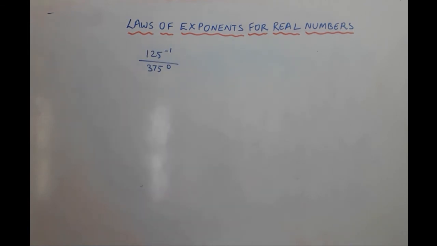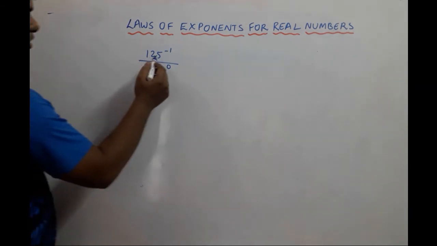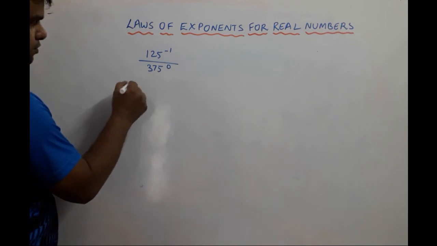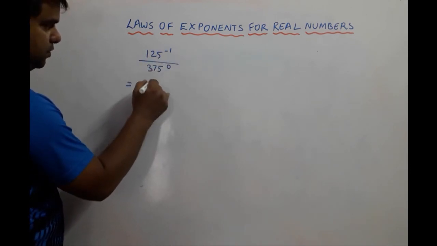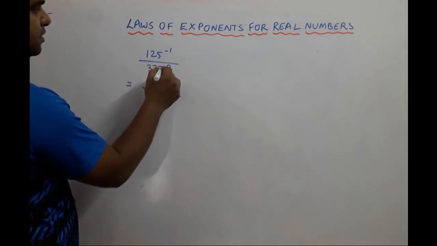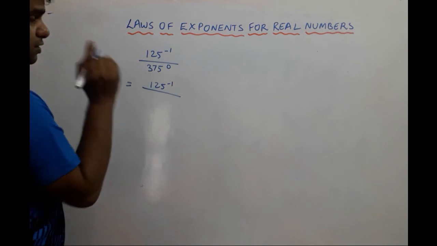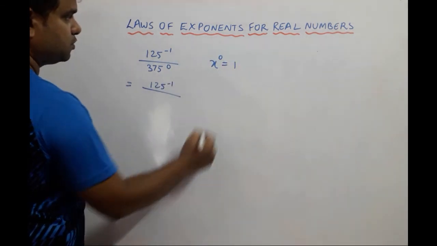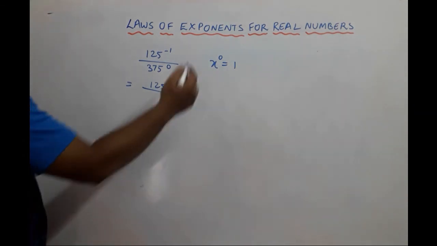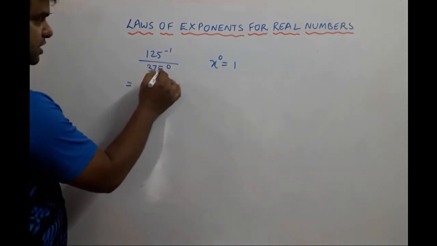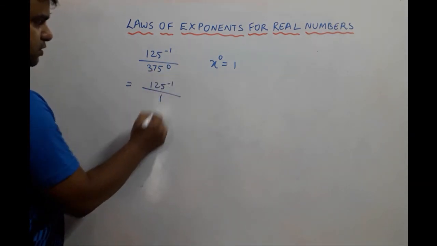Okay, and we take a special problem, our last problem of this video. We have 125 raised to minus 1 and 375 raised to 0. So to avoid confusion, we'll keep this the way it is, 125 raised to minus 1. We know any base raised to 0 is always equal to 1, because I had told you x raised to 0 is equal to 1. So it doesn't matter what the base is. If it is raised to 0, then the answer will always be equal to 1. So 375 raised to 0, we can write it as 1.